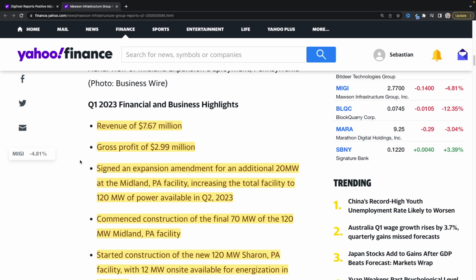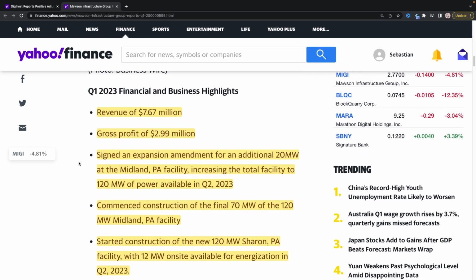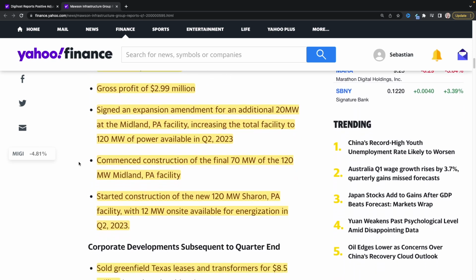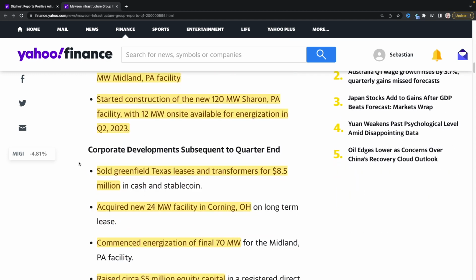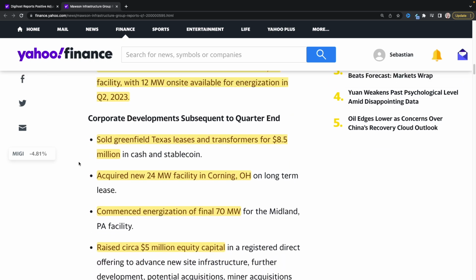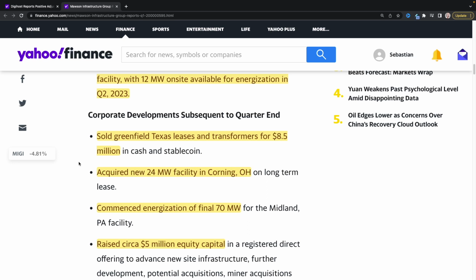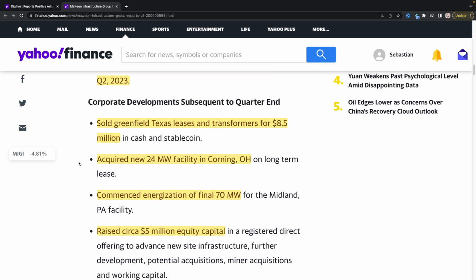So that's good there. Commence construction of the final 70 megawatts of the 120 megawatt Midland, Pennsylvania facility. That's good. Started construction of the new 120 megawatt Sharon, Pennsylvania facility with 12 megawatts on site available for energization in Q2. So that's good. Corporate development subsequent to quarter end, they sold the Greenfield, Texas lease and transformers for 8.5 million in cash and stablecoins, so that's good. They acquired a new 24 megawatt facility in Corning, Ohio on long-term lease, so that's good. Commenced energization of the final 70 megawatts for the Midland, Pennsylvania, that we already covered, that's good.